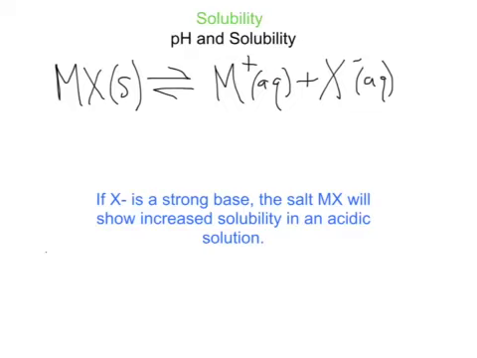In general, if the anion X- is a strong base, the salt MX will show an increased solubility in an acidic solution. This is because the addition of hydrogen ions will react with the X- as a strong base and pull it out of the solution and decrease its concentration. This will cause the entire reaction to shift to the right and increase the solubility of the solid.